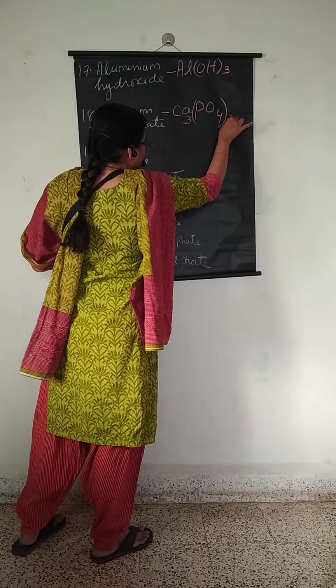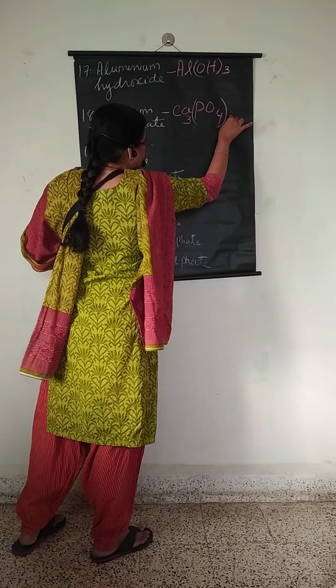Now copper sulfate. Copper is Cu. Sulfate is SO4. Both are having valency 2. So CuSO4. Zinc oxide. Zinc is Zn and oxide is O. So both are having valency 2. Now zinc chloride. Zinc is Zn, chlorine is Cl. The valency of zinc is 2 and chlorine is 1.